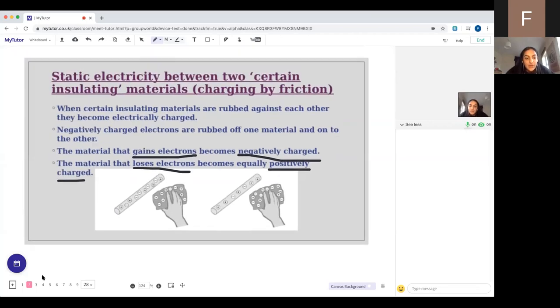Okay, so that's kind of how static electricity works between two insulating materials, otherwise known as charging by friction. It's by that transfer of electrons that we are able to get static electricity. So the transfer of electrons is very important, and it's something that's going to come up time and time again in the questions and in this topic.